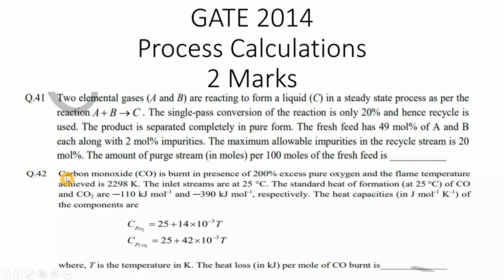Our next question is, carbon monoxide is burned in the presence of 200% excess pure oxygen and the flame temperature achieved is 2298 Kelvin. The inlet streams are at 25 degrees centigrade. The standard heats of formation at 25 degrees centigrade of CO and CO2 are given respectively. The heat capacities of the components are given, where T is the temperature in Kelvin. Heat loss per mole of CO burnt is. So let's start with the solution.